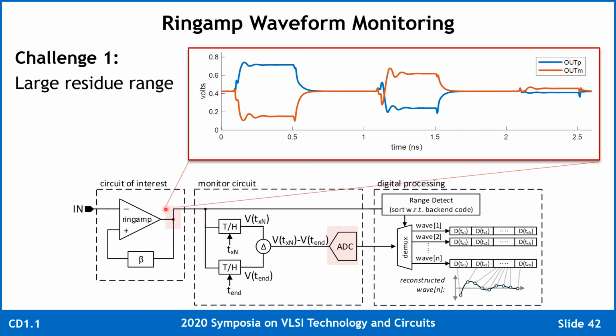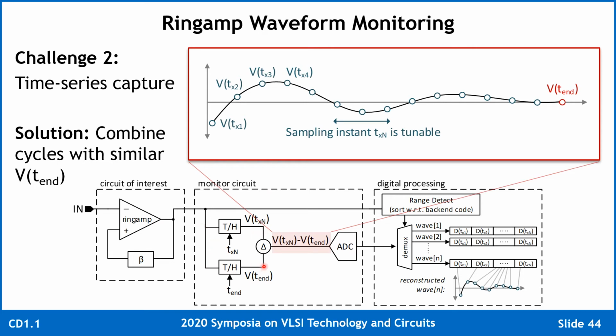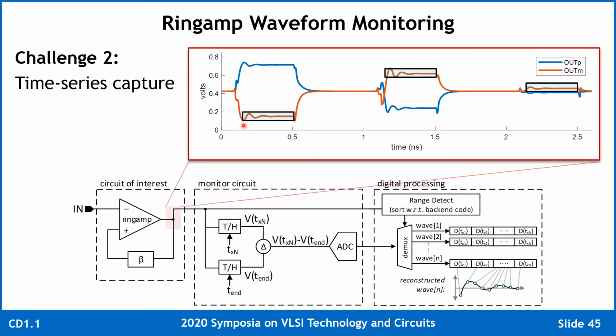There are a number of challenges that we see in the practical implementation. First of all, we have the challenge of a very large residue range, which means that we need a very large input range on this ADC. But here we're actually only interested in this final settling behavior, which has a very small range, in fact. Really, we just want to strip out the DC component to reduce the required range. And this can be done by doing a relative sampling where we compare points on this waveform to the final DC value. This functionality is implemented by having two separate sampling paths in the monitor circuit. One that samples at some point in time along the waveform, and one that always samples at the end. When we take the difference between these two, we subtract out the DC offset at the end and only have the AC waveform.